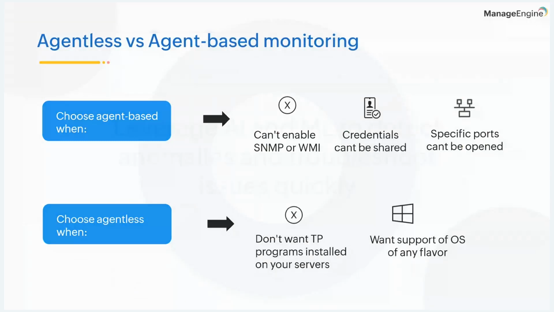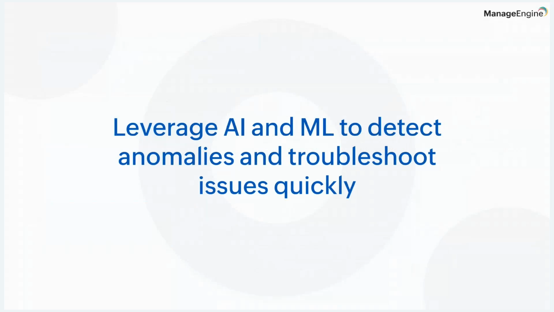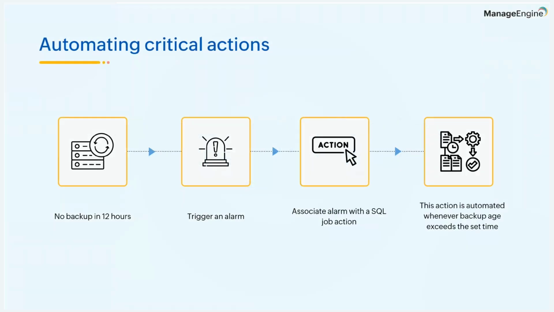Okay, so let's move on to the next topic for the day: how you can utilize AI and ML to detect anomalies and troubleshoot issues quickly. So, automating critical actions. This is automation available in Applications Manager. We have taken an example for database backup. In the SQL monitor, we saw how the database age could impact the backup issue of a particular database.